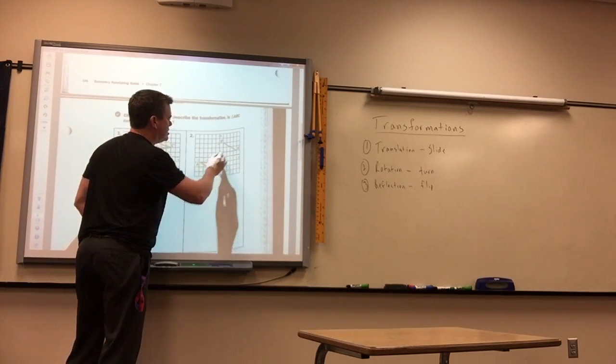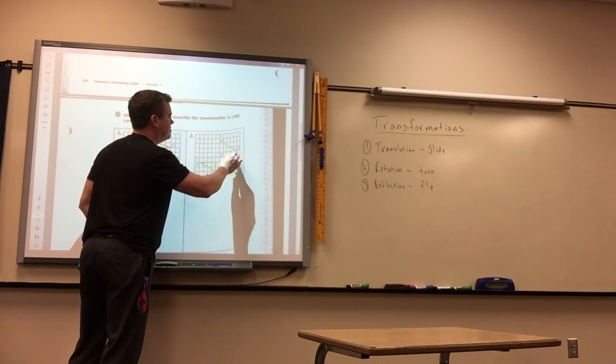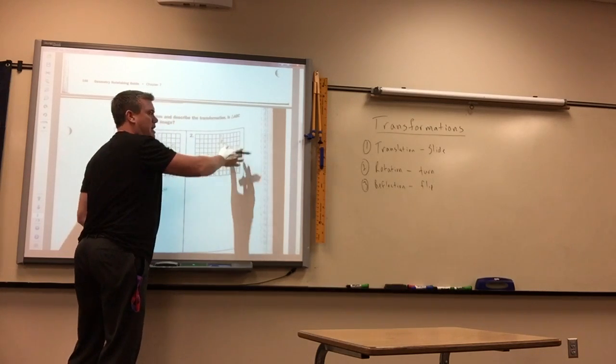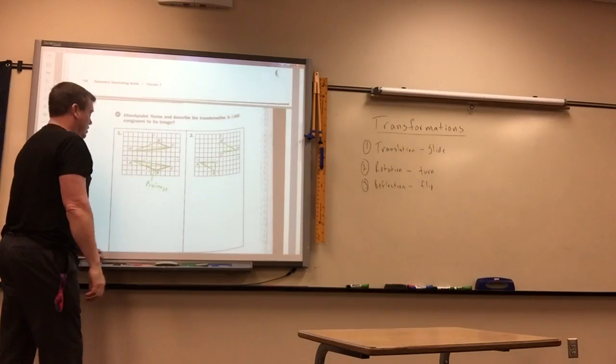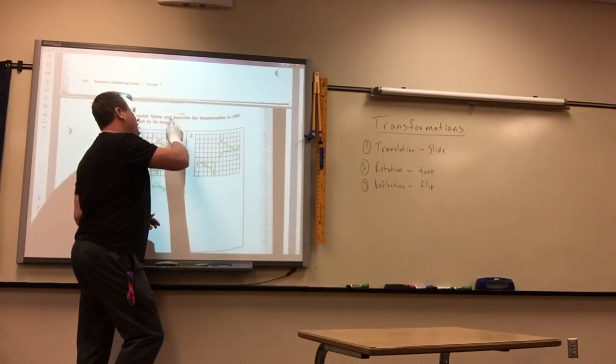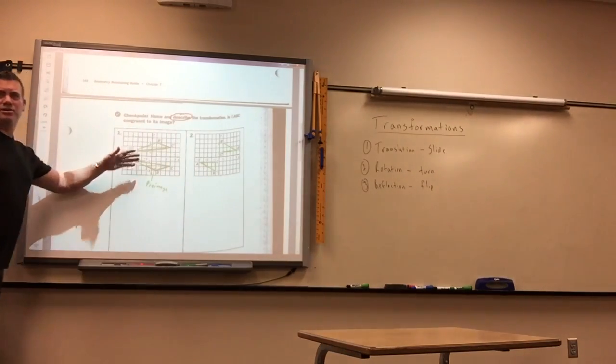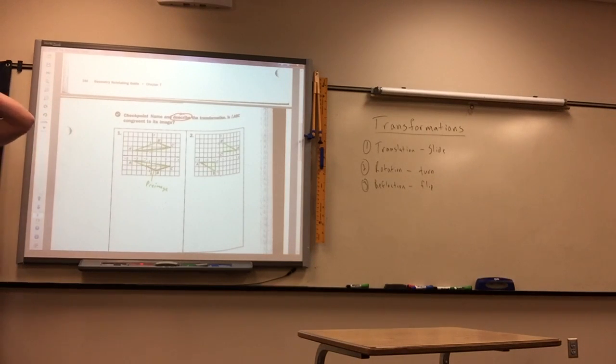Rotation. And this is, yes, a rotation. Good job. It's been rotated. Now, to describe it, in this lesson, we're not going to get as technical as this, but in the next lessons, you're going to have to.